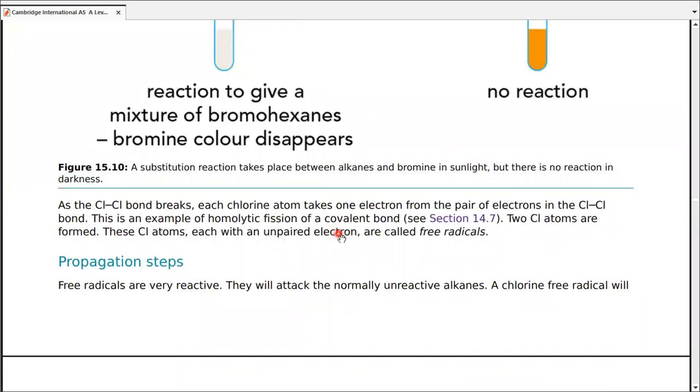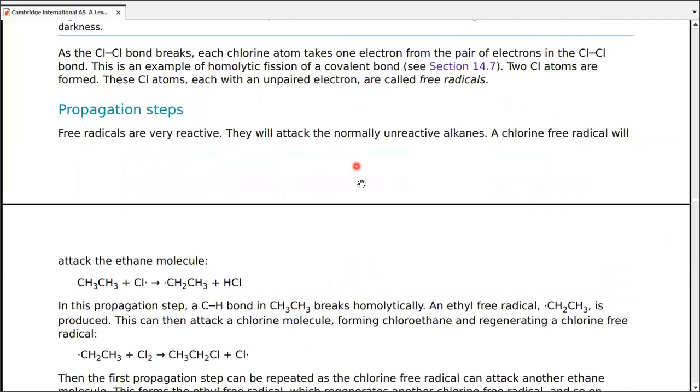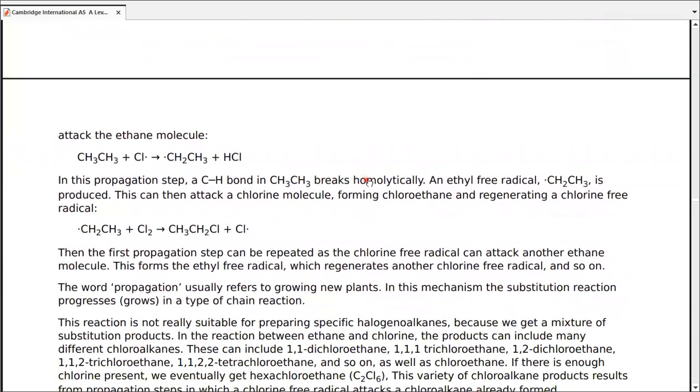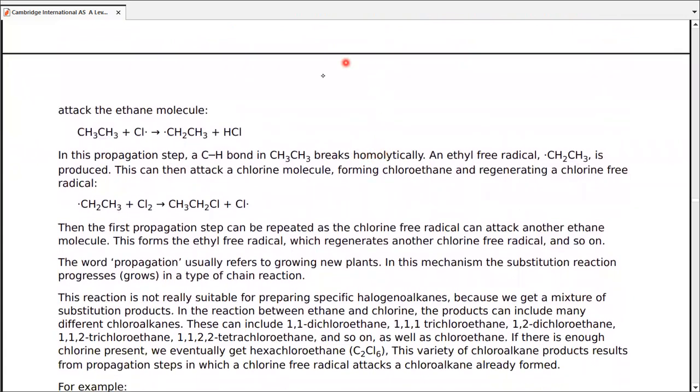Now, as soon as the chlorine-chlorine bond breaks, each chlorine atom takes one electron from the pair of electrons. I hope you understand the homolytic fission that we discussed previously. That's how they form free radicals with unpaired electrons. Now, the propagation step. Free radicals are very reactive. In this specific case, take a look. We're talking about ethane and a chlorine free radical. It forms a radical, and hydrogen comes out of it to react with this one. And that's how this happens.